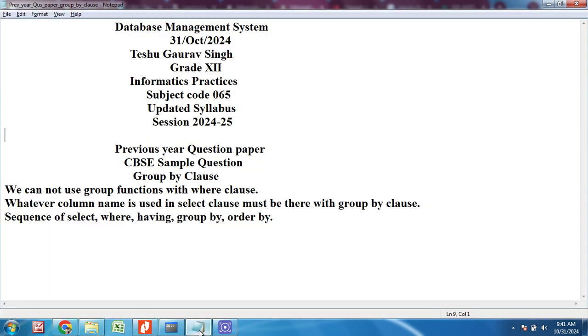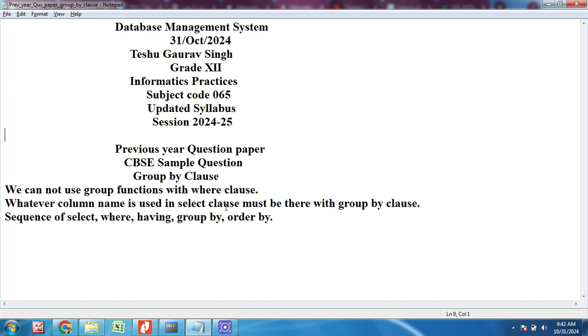The only rule we must remember while using the group by clause is that we cannot use group functions with where clause, and whatever column name is present in the select clause must be there in the group by clause. Whatever column is present in the group by clause need not be present in the select clause. And we must remember the sequence of select clause, where clause, group by clause, having clause, and order by clause. If you practice 2-3 times, it will be very easy for you, and you can remember it throughout your life.